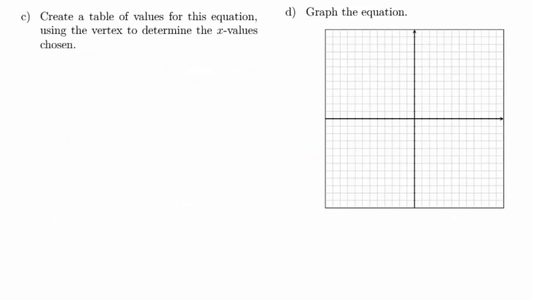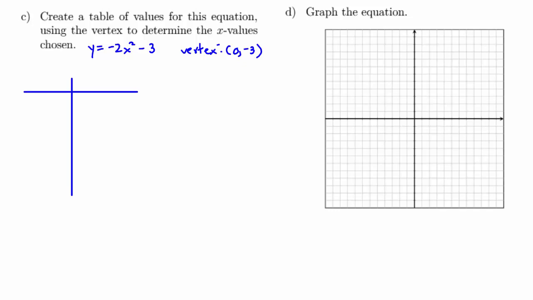We'll use this vertex now to create a table of values for the equation. We're going to use the vertex because we know that the graph is centered around that vertex, so we want points on either side of the vertex. So again, the equation we have here is y equals negative 2x squared minus 3, and we found the vertex to be the point (0, -3). So when we create this table of values, we'll put x equals 0 as the middle value and find a couple values on either side of it.